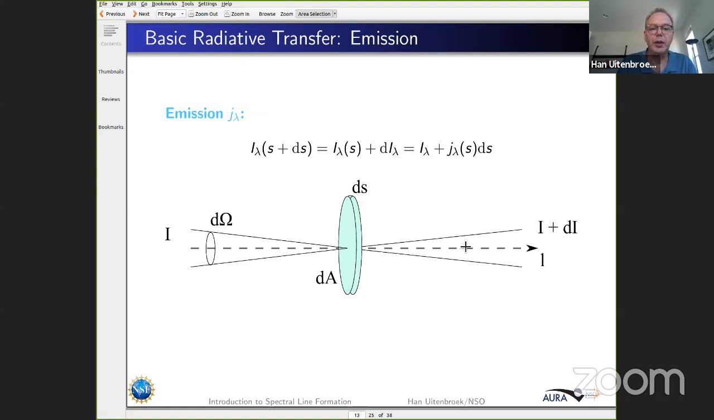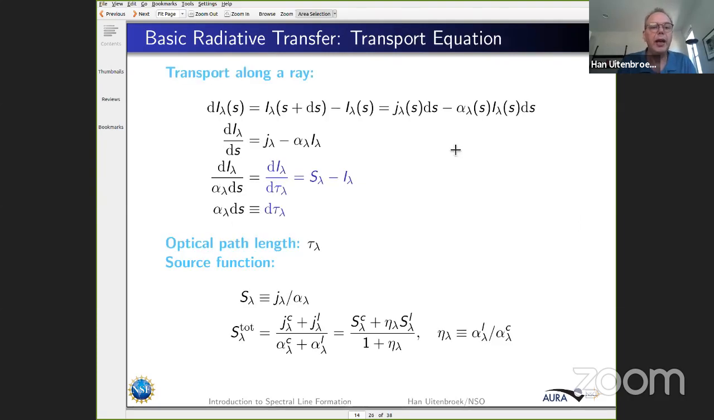Then there's emission. In the same way, we define the emission coefficient, which adds energy or intensity to a ray over an element ds with the emission coefficient j. Now, if we add both absorption and emission processes across such an element, we see that the change in intensity is what is added by emission in this little slab minus what is absorbed in this little slab.